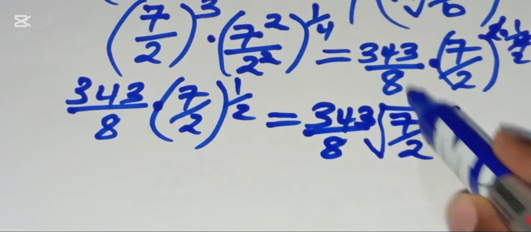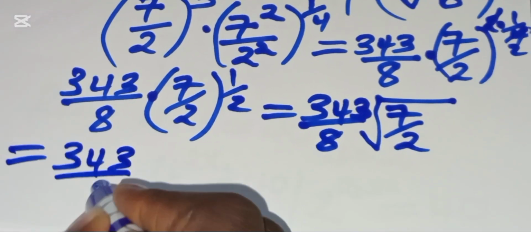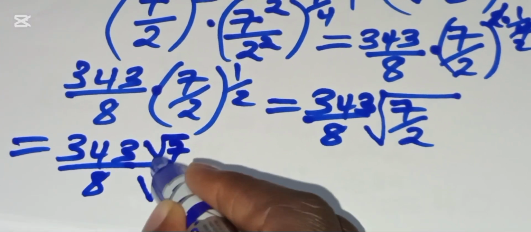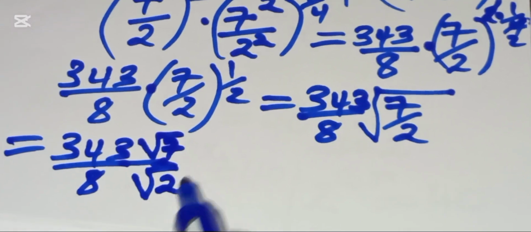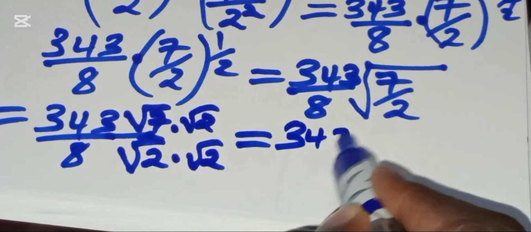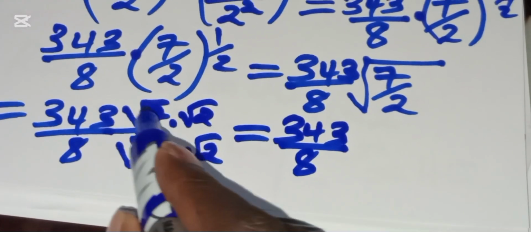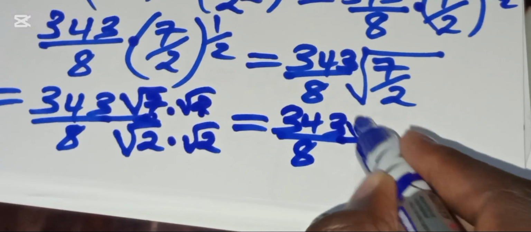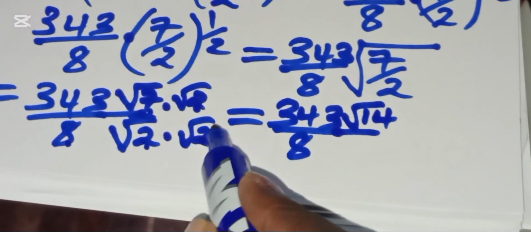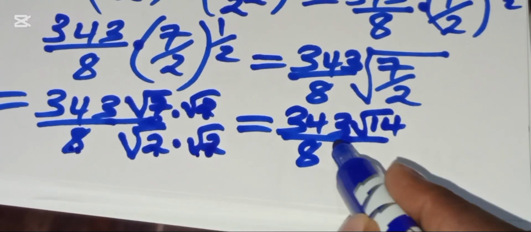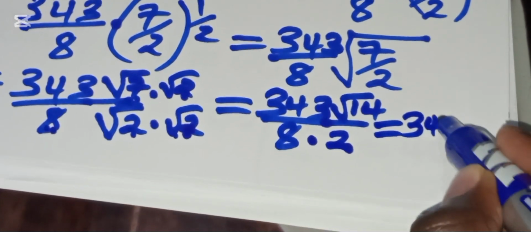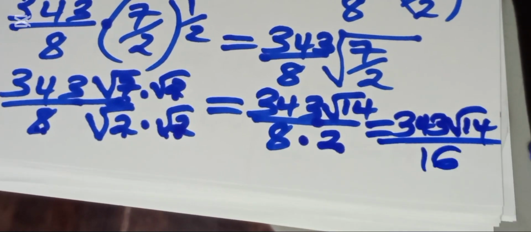From what we have here, this is equal to 343 divided by 8. Now the square root of 7 over 2 is the same thing as square root of 7 divided by square root of 2. The next thing is we rationalize the denominator by multiplying the denominator and also the numerator by square root of 2. So we're going to have 343 divided by 8, square root of 7 times square root of 2, which is the same thing as square root of 14. Here we have 8 multiplying by square root of 2 multiplying by square root of 2. Square root of 2 times square root of 2 is square root of 4, which is 2. Then 8 times 2 is equal to 16. That means we'll have 343 square root of 14 divided by 16, and this is the solution.